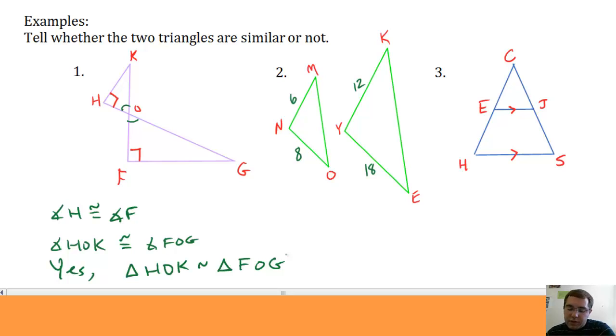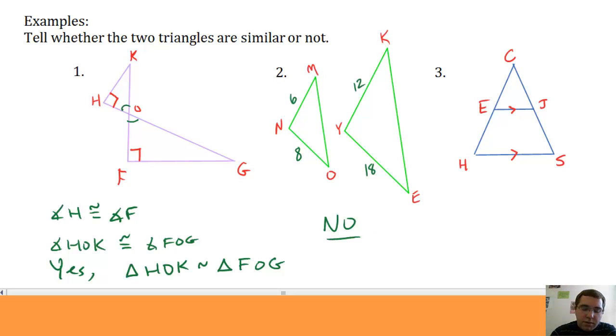Number 2, are these two triangles similar? I know NM is 6, YK is 12. They have a ratio of 6 over 12, which is 1/2. And NO is 8, and YE is 18. They don't even have the same ratio. Plus, we don't know that two pairs of angles are congruent. Definitely no. Not similar.